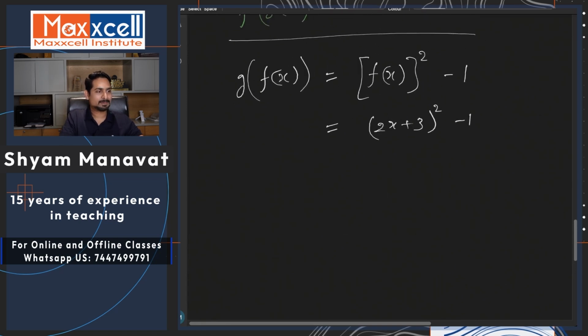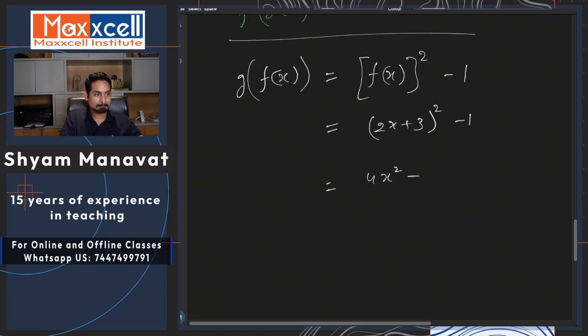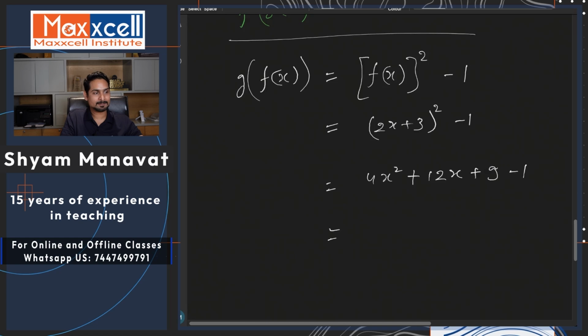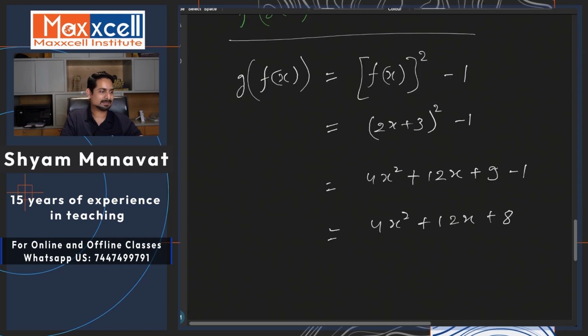Okay, simplify this. So here you got 2x square. So a plus b whole square again. This will be 4x square plus 12x plus 9 minus 1. Simplify this. 4x square plus, here you got what? 12x as it is. This will get you plus 8. That is g of f of x.